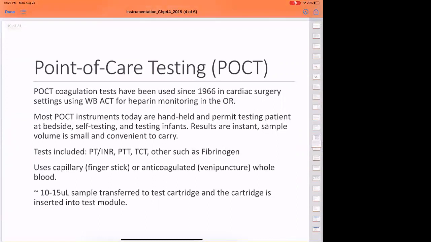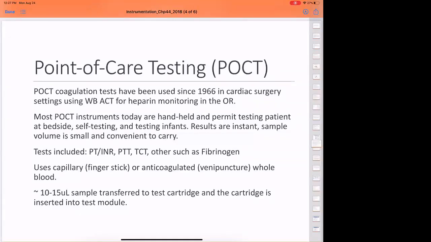In coagulation, we also have the ability to do some point of care testing. Point of care testing, or POCT, coagulation tests, have been used since 1966 in cardiac surgery settings using the WVACT for heparin monitoring in the operating room. Most point of care instruments today are handheld and permit testing patient at the bedside or self-testing, or it is used for testing infants. The results are instant. The sample volume is very small and it is very convenient to carry around.